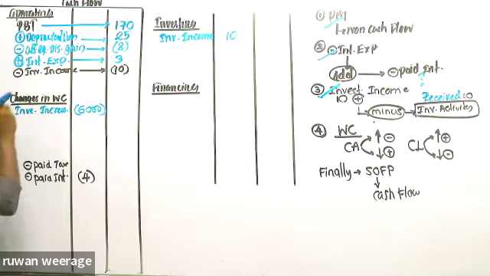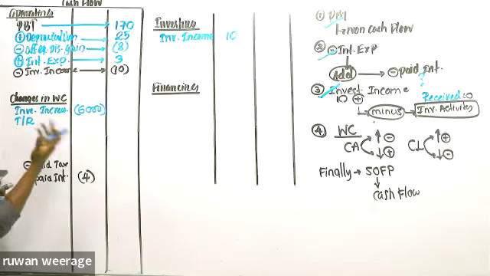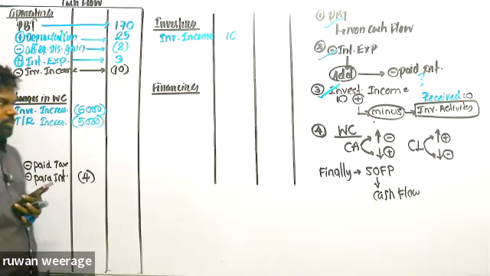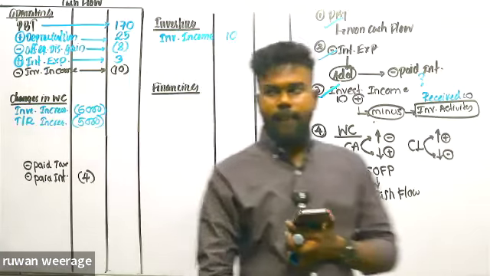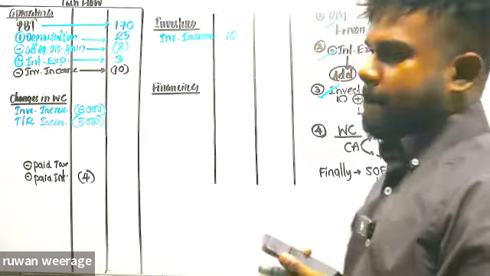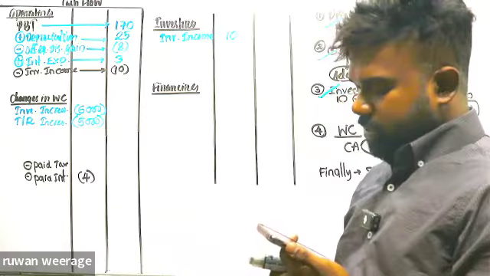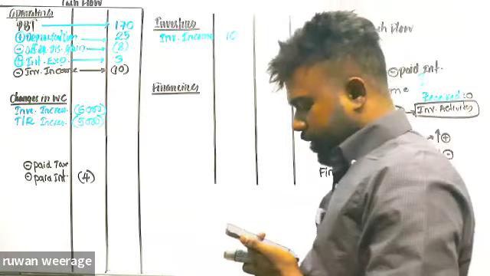Next one, take the value of trade receivable. Trade receivable opening 20, closing 25. Increase. The increase is minus. Further, there is a cash balance, you don't consider it. That is closing versus opening.